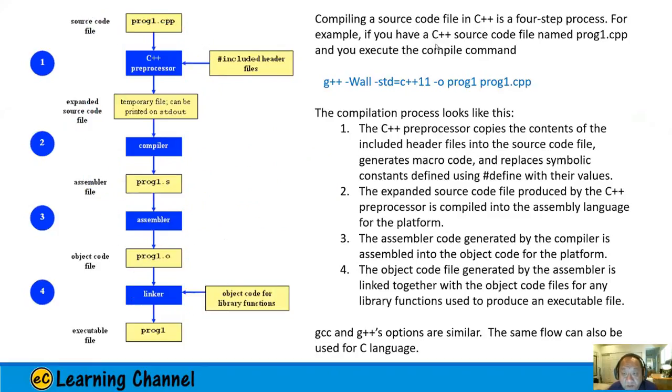So for example, if you have C++ source code named program1.cpp, and you execute the following compilation command, gcc -o followed by the executable name. This is one way to write it, but usually I don't write it this way. Usually I put my .cpp in front of here, and that's fine.